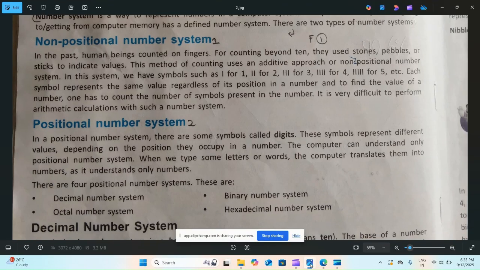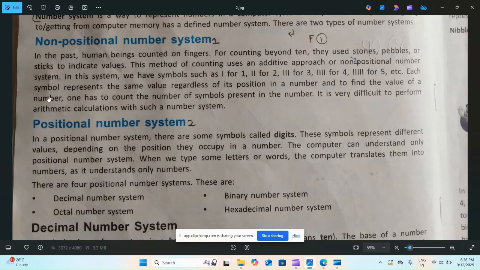What do we mean by a non-positional number system? In the past, human beings counted on fingers. So if they wanted to do counting, they did it on fingers. For counting beyond 10, they used stones, pebbles, or sticks to indicate values. This method of counting uses an additive approach, or a non-positional number system. In this system, we have a symbol, such as one stick for one, two sticks for two, three sticks for three, and so on. So why is this called non-positional?